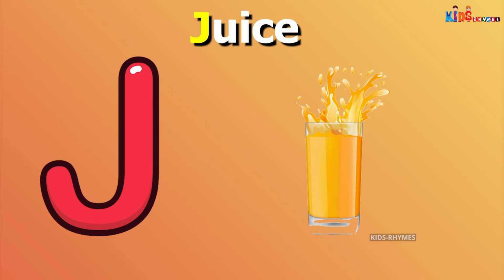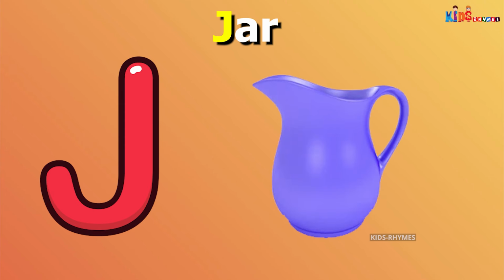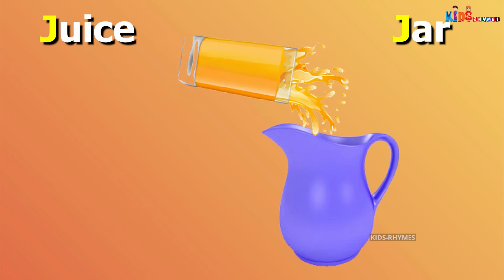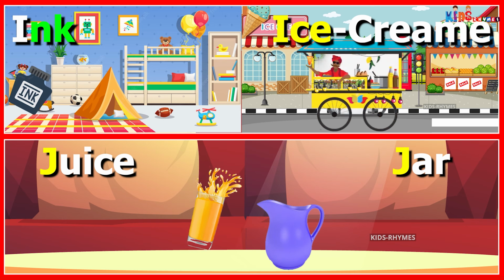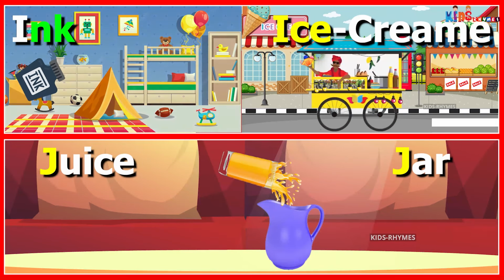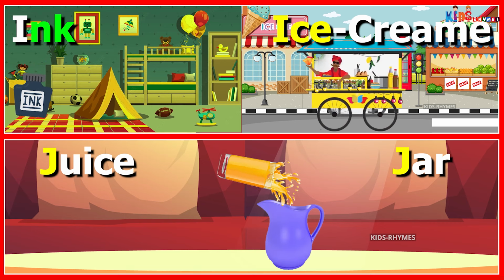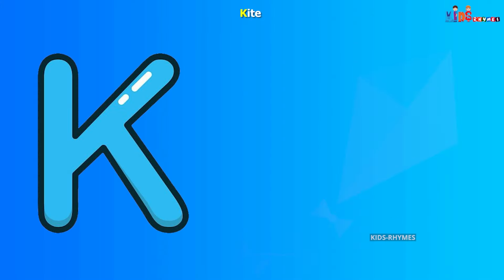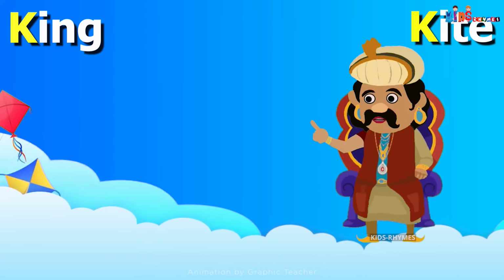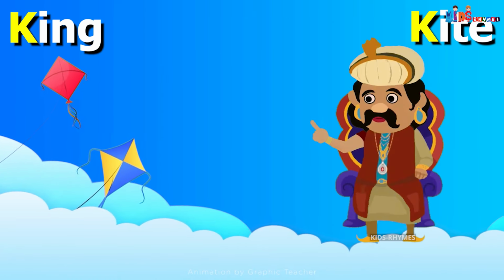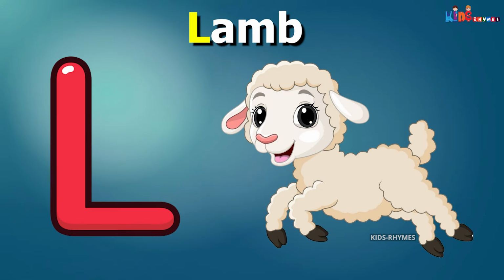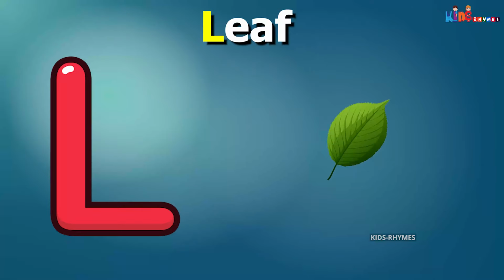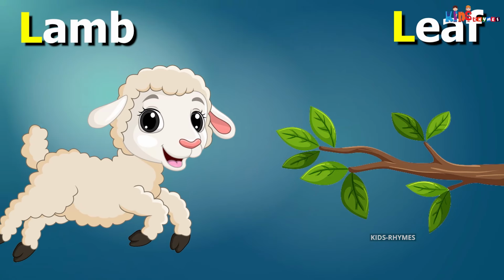J for juice and J for jar. J, j, j. K for king and K for kite. K, k, k. L for lamb and L for leaf. L, l, l.